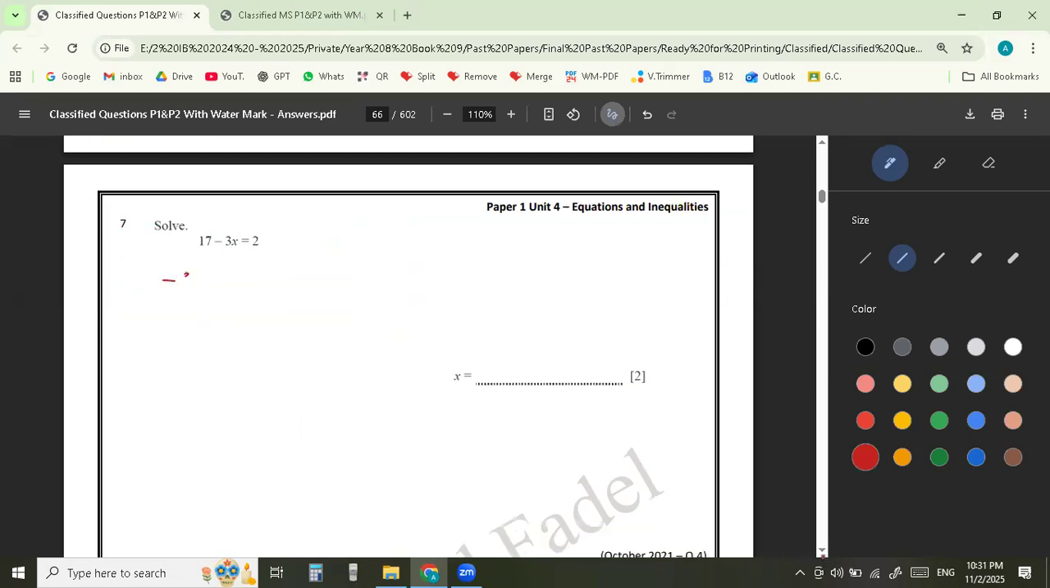I'm going to send that 17 there with the negative sign. So it's going to be negative 17, which is going to be here negative 15. 2 minus 17 is negative 15. Well, x is equal to just positive 5.